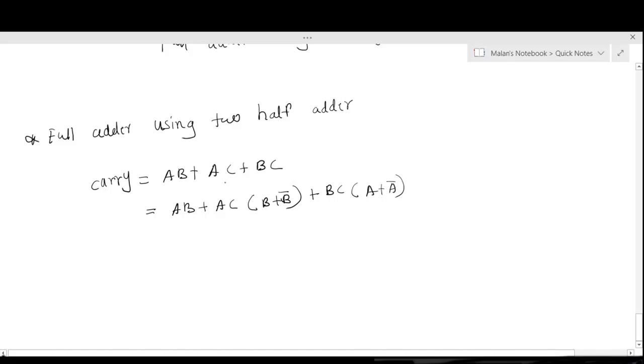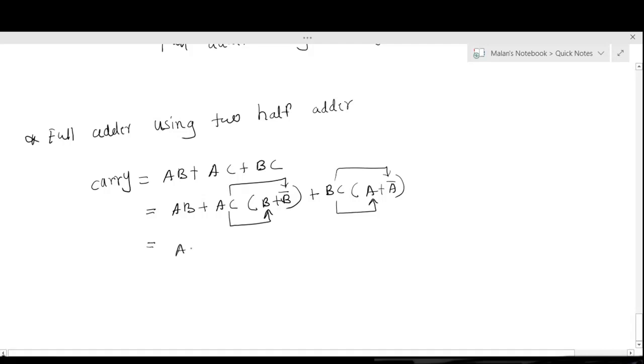Simply minimize the expression. We know that A plus A bar is equal to 1, so rewriting the expression like this will not affect it. Now applying the distributive law, we expand the expression. AC will be first multiplied to B, then AC will be multiplied to B bar. BC will be multiplied to A, then BC will be multiplied to A bar.